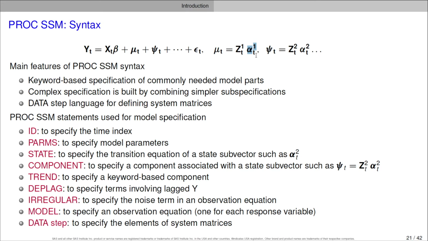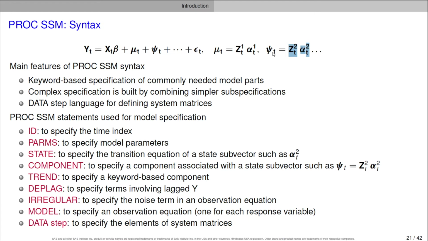The component statement is used to specify a component associated with a previously defined state subvector. For example, if you have defined alpha 2 using the state statement before, you can use this definition of alpha 2 to define a component based on that. So for example, the definition of psi as a dot product of Z2 and alpha 2 will be defined in the component statement. That is, with every component term in the model, there is an associated state and component pair.